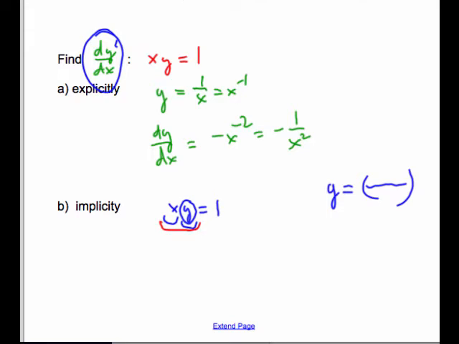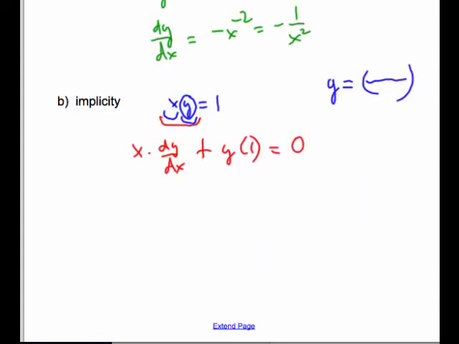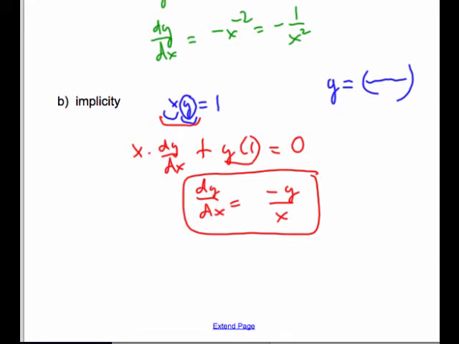We've got a product. So I'm going to do the first function times the derivative of the second, so y times the derivative of x, which is 1... sorry, x times the derivative of y, which is dy/dx, plus the second function times the derivative of the first, which is 1, equals 0. I can then isolate dy/dx by subtracting y and dividing by x. Alright, and in many cases we're going to leave our derivatives like that.